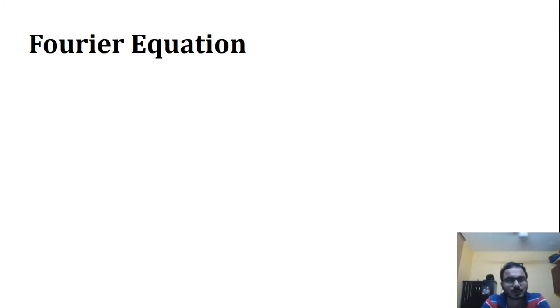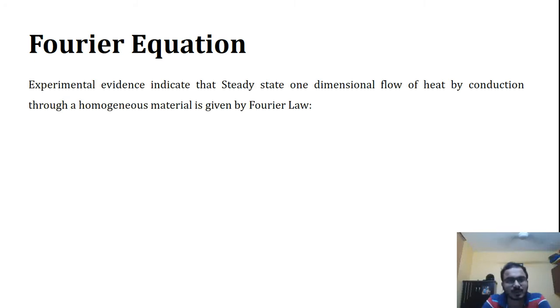So our first theory is Fourier's equation. Fourier's equation is a fundamental concept for heat conduction. So experimental evidence indicates that steady state one-dimensional flow of heat by conduction through a homogeneous material is given by Fourier's law, and it is given by this equation, which is Q is equal to minus KA dT by dx.